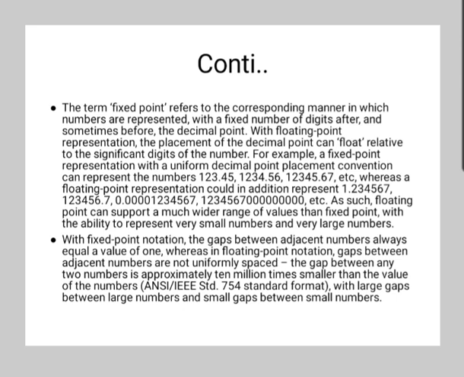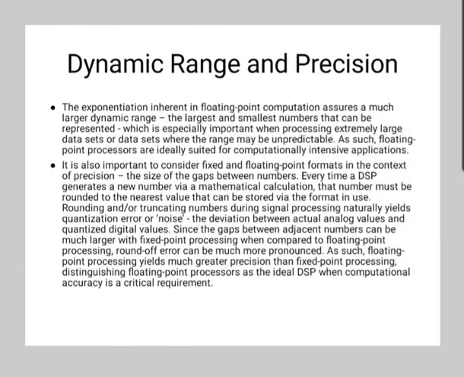With fixed point notation, the gap between adjacent numbers always equals a value of 1, whereas in floating point notation, the gaps between adjacent numbers are not uniformly spaced. The gap between any two numbers is approximately 10 million times smaller than the value of the numbers, with a large gap between large numbers and a small gap between small numbers.